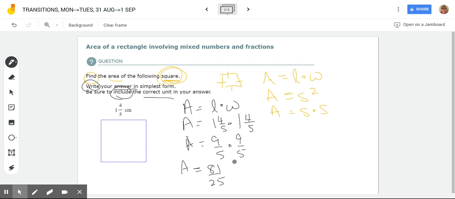Include the correct unit. This is centimeters, so it's going to be centimeters times centimeters. Side times side. See it? cm times cm is cm squared.